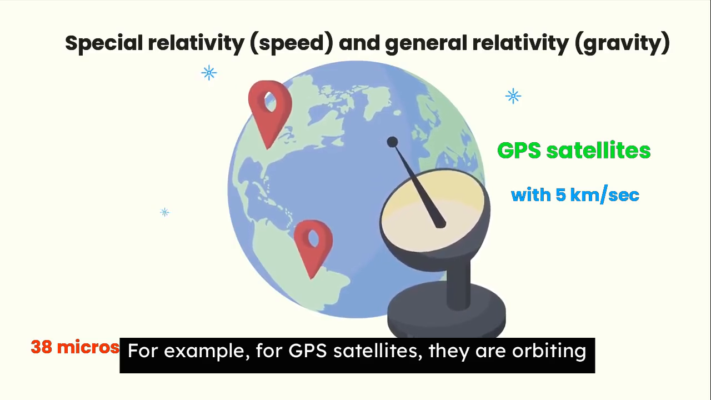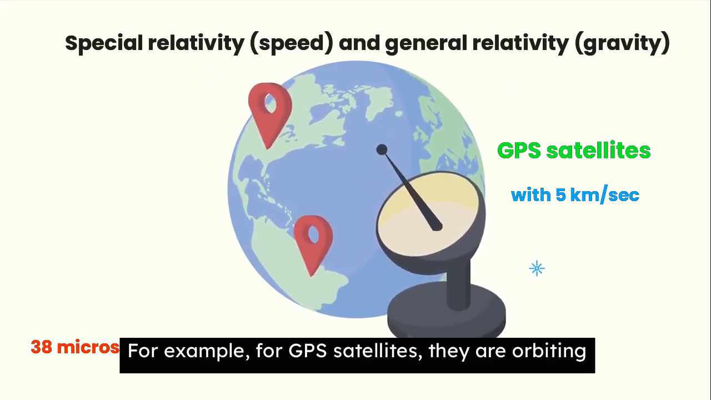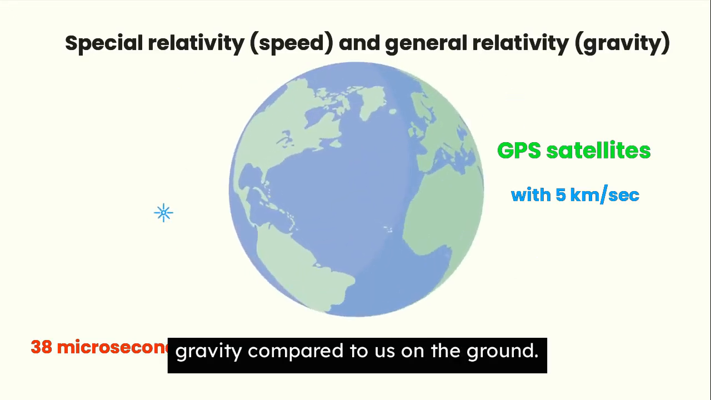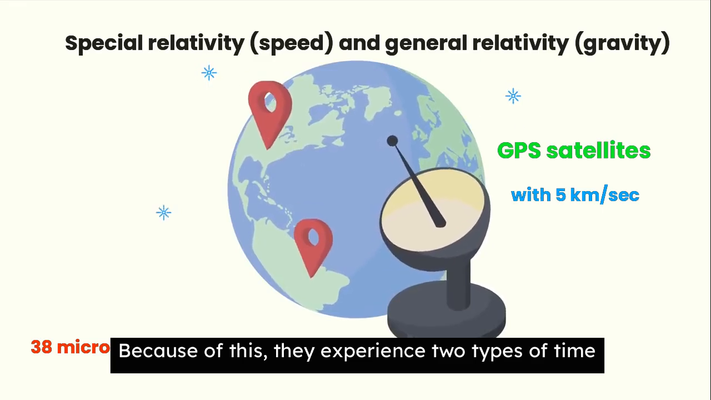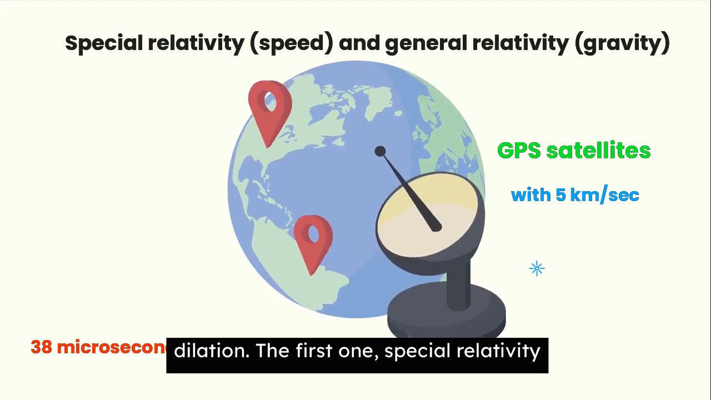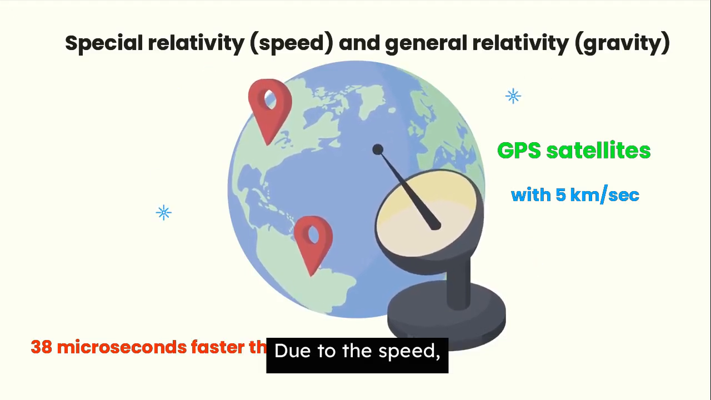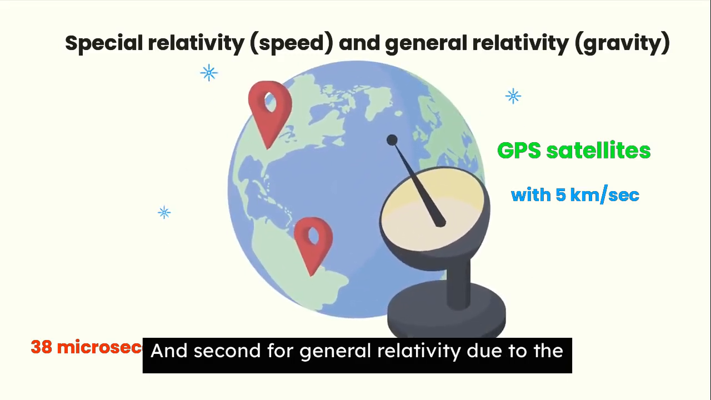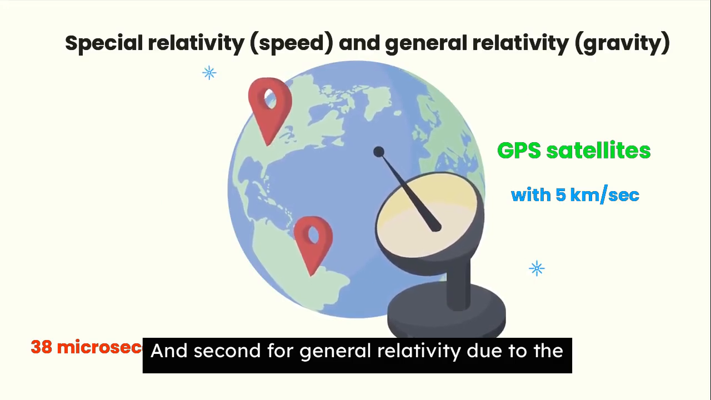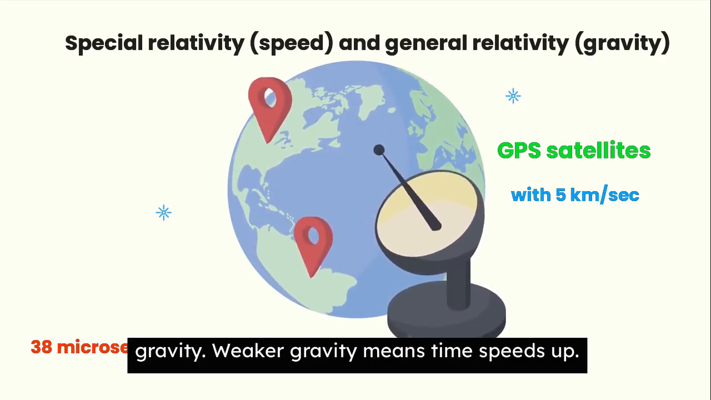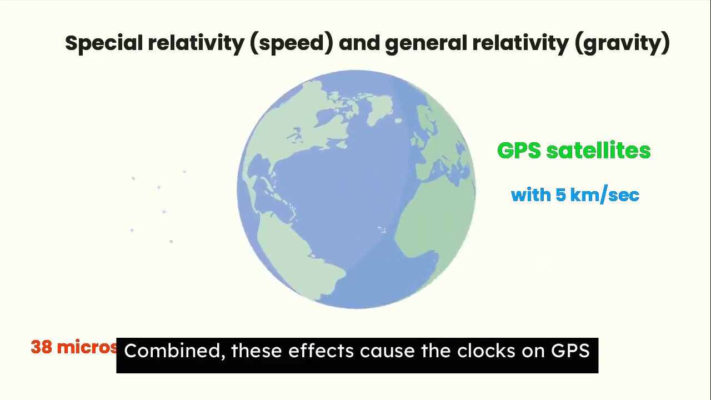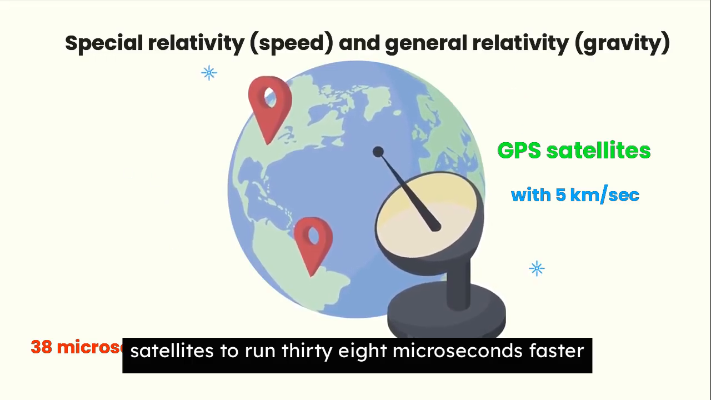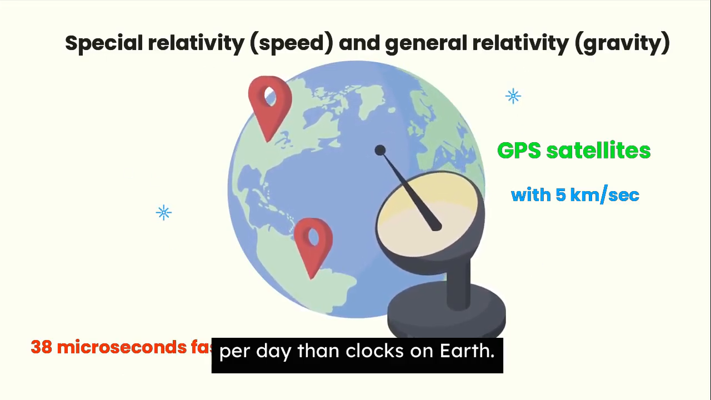For example, GPS satellites orbit Earth at high speeds and experience weaker gravity compared to us on the ground. Because of this, they experience two types of time dilation. The first one is special relativity: due to the speed, time slows down for fast-moving satellites. And second, general relativity: due to the weaker gravity, time speeds up. Combined, these effects cause the clocks on GPS satellites to run 38 microseconds faster per day than clocks on Earth.